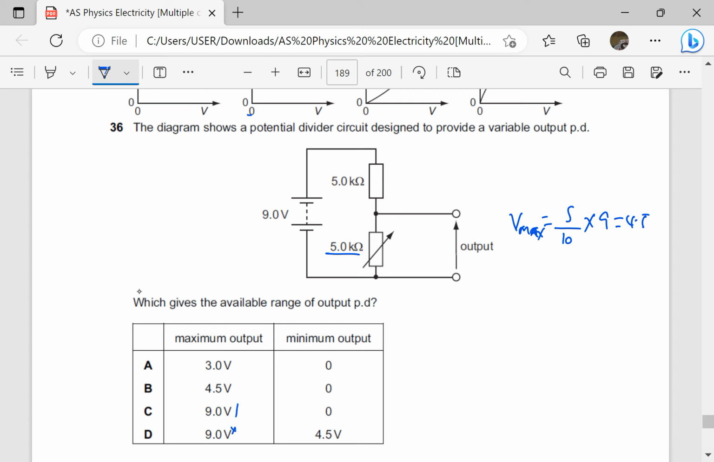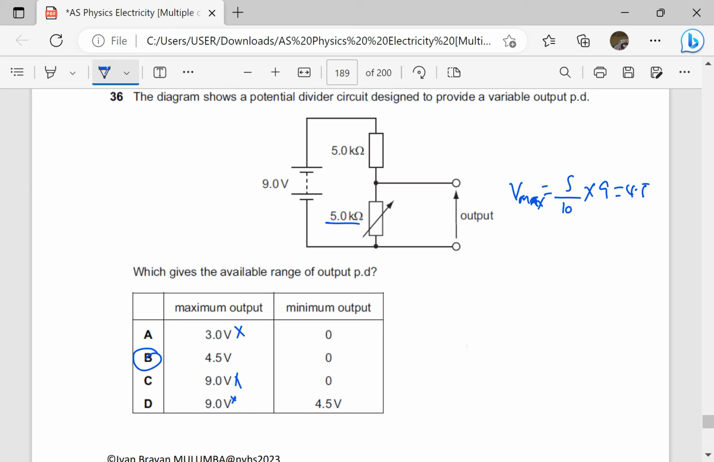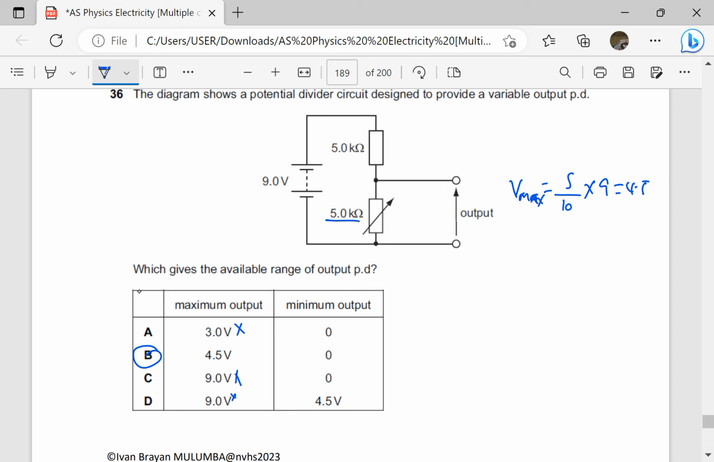So this one and this one are wrong. This one is also automatically wrong. The maximum should be 4.5. So the answer is going to be B. Without even hesitation, the minimum cannot be 4.5 because the variable resistor can go to 0, which makes the PD across it 0. So the answer is B.